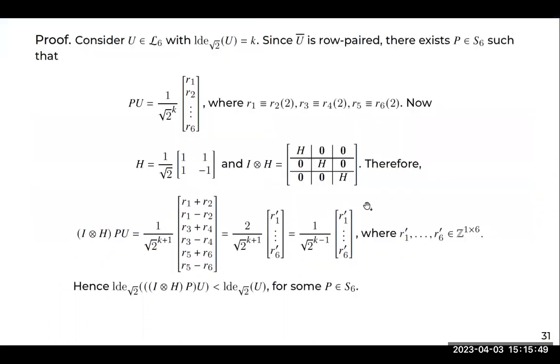Okay, so let's think of a U that is from L6. By the way, the reason I chose L6 is because L8 is too large for my slides and L4 is not interesting. So L6 is in between them. So if you're wondering, this is the reason.